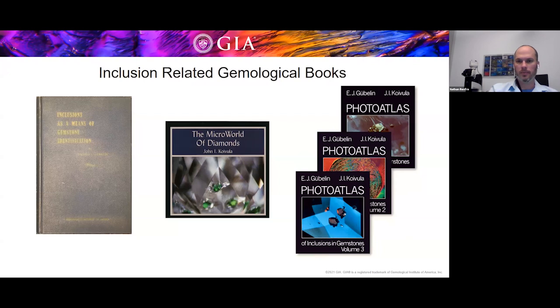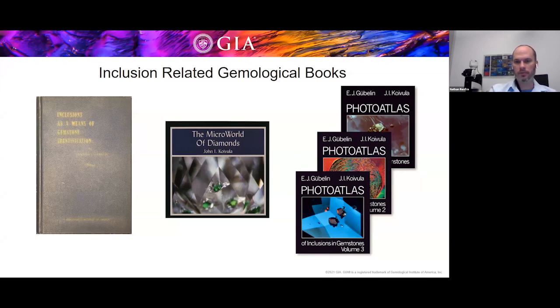becomes. Later on, Gübelin partnered with John Koivula to produce the Photoatlas series, which is a 3-volume set of inclusions in gems, which is really sort of the inclusion Bible in gemology. And so if there's any sorts of inclusions that you may encounter in your stone, there's a good chance that you'll be able to find a similar example in one of these 3 books to help you understand and identify what kinds of inclusions you see.